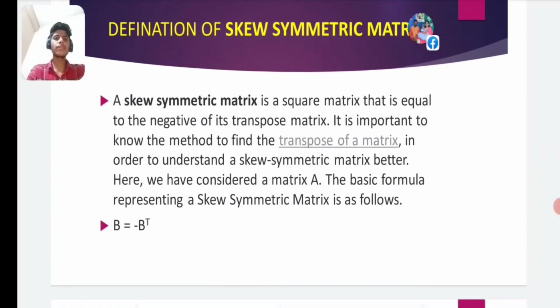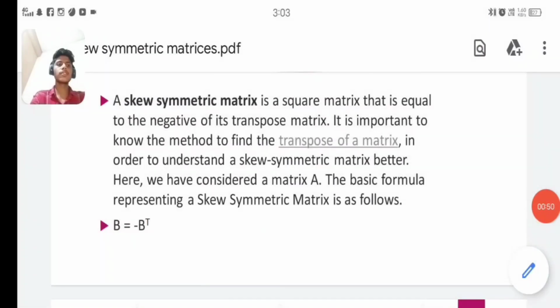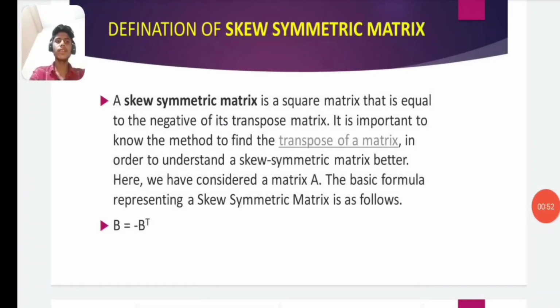Definition of skew symmetric matrix. A skew symmetric matrix is a square matrix that is equal to the negative of its transpose matrix. It is important to know the method to find the transpose of a matrix in order to understand a skew symmetric matrix better. Here we have considered a matrix.